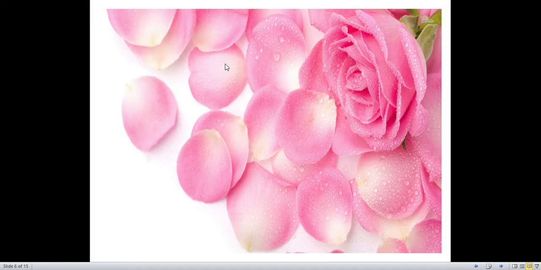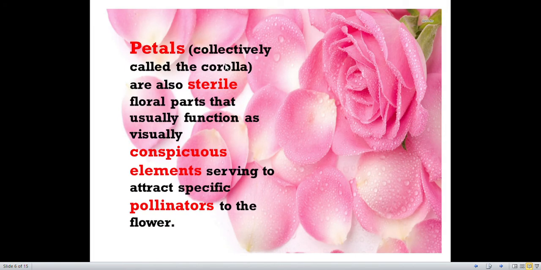Next is the petal. The petals are the sterile floral parts. That means they are not taking part in reproduction directly, but they are accessory organs, as they help to attract the specific pollinators.